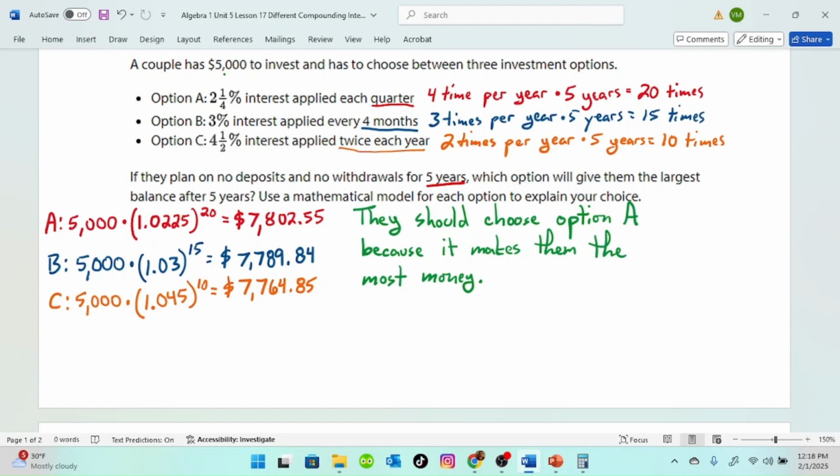So if this couple had simply looked at the interest rate and chosen option C, they would have made about $38 less than if they understood how to compute the interest and notice that A, even though it has the lowest interest rate, gets applied the most times and therefore ends up having the largest return on their investment.